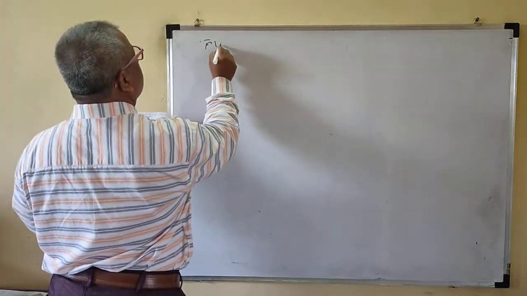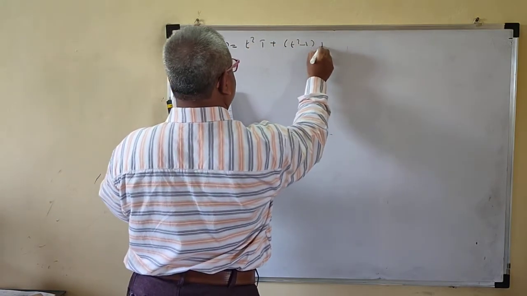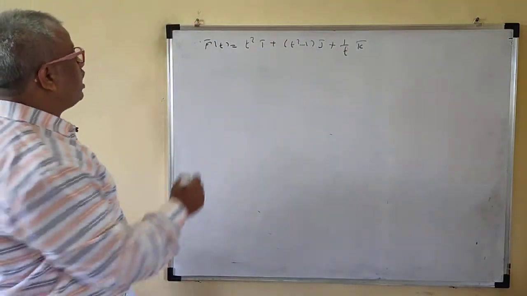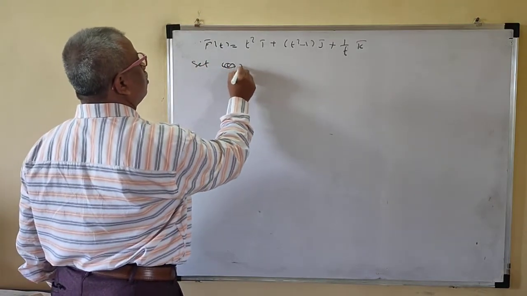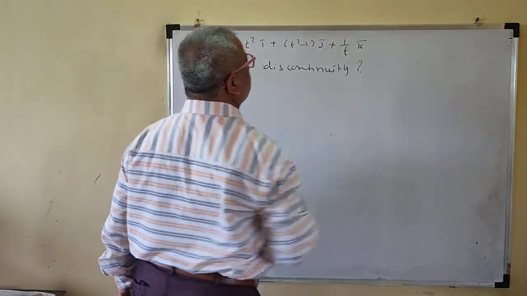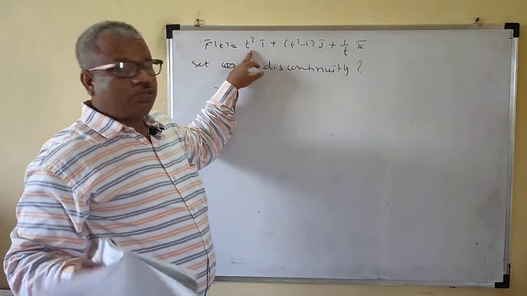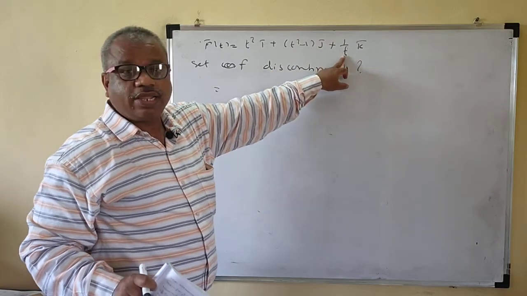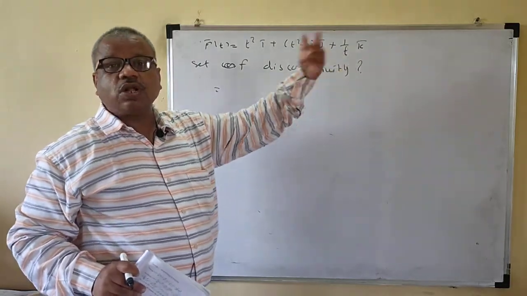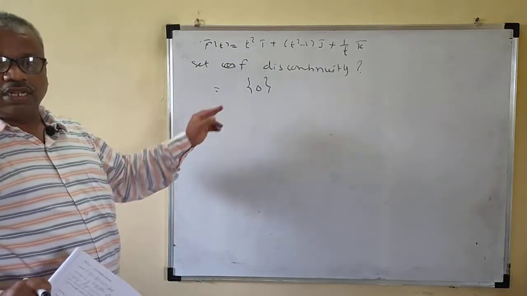Suppose f bar of t is equal to t square I bar plus t square minus 1 j bar plus 1 upon t k bar. Okay, the set of discontinuity is equal to what? This is a polynomial function, it's continuous everywhere. This is again a polynomial function, but if t is equal to 0, then the third term, the vector, does not exist. So t is equal to 0 is not in the domain, so only the singleton 0 is the set of discontinuity.